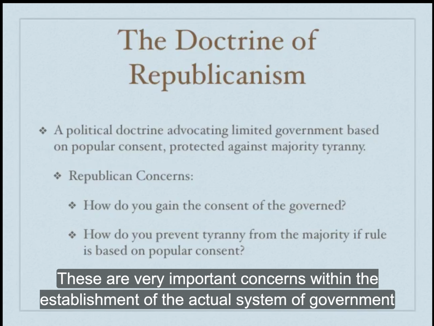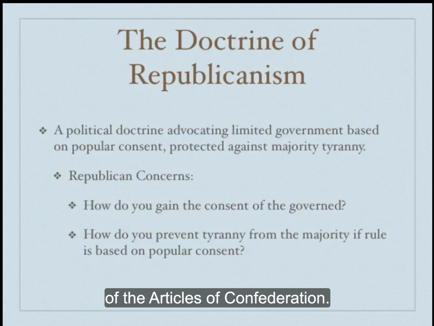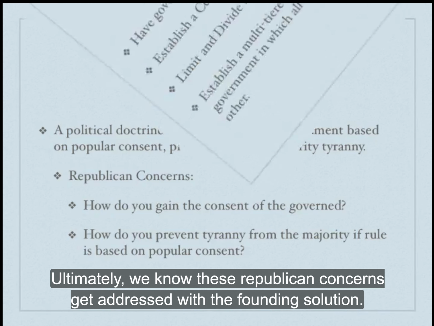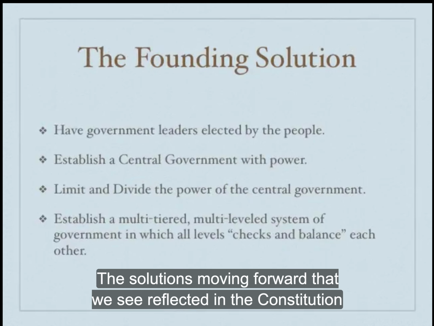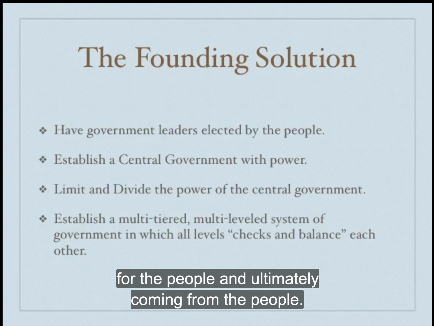These are very important concerns within the establishment of the actual system of government that is a hybrid between this doctrine, this philosophy of republicanism, and the failures of the Articles of Confederation. Ultimately, we know these Republican concerns get addressed with the founding solution. The solutions moving forward that we see reflected in the Constitution of the United States are, first, that you have government leaders elected by the people, for the people, and ultimately coming from the people.